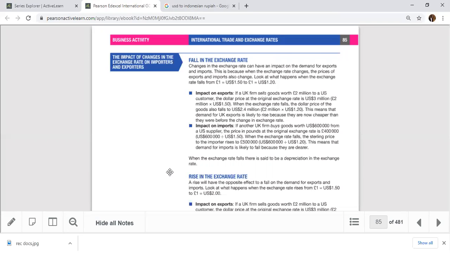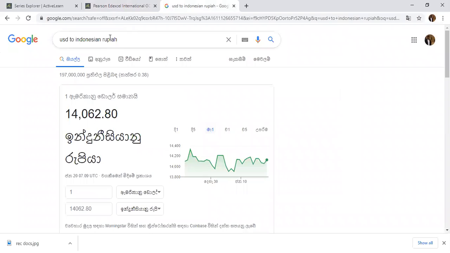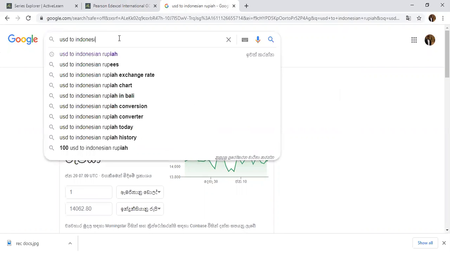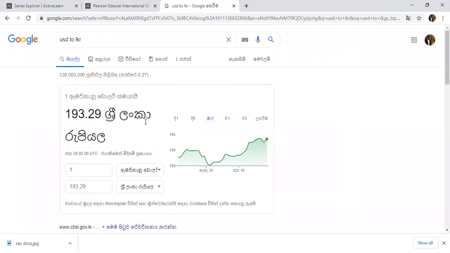Then what kind of impact is there from a rising exchange rate? It is the opposite. It is good for importers and bad for exporters, because the value goes up. As a result, the amount of money you take in return for the foreign currency goes the opposite way. Let's say USD to LKR, in this case now 193.